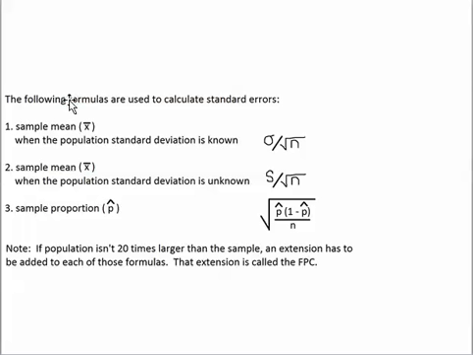So here are the formulas that are used to calculate standard errors. There are really three different situations in which you can calculate a standard error. If you're calculating a sample mean to estimate a population mean, and the population standard deviation is known, you would use this formula to get the standard error. You divide the population standard deviation, sigma, by the square root of your sample size.